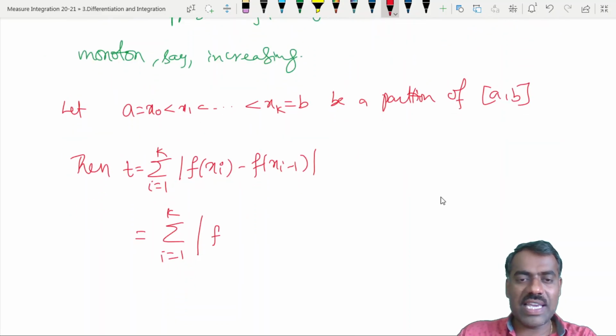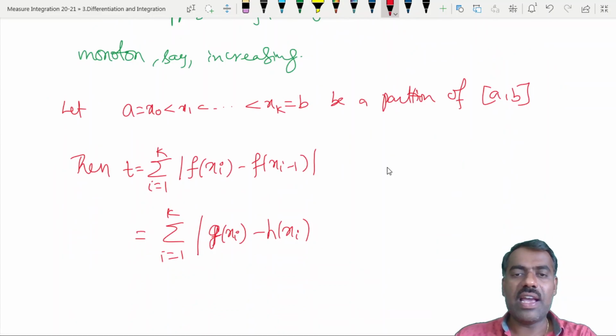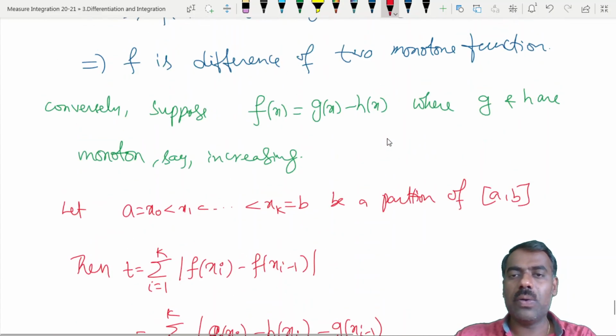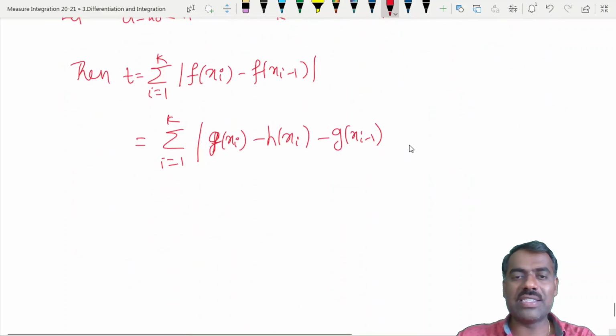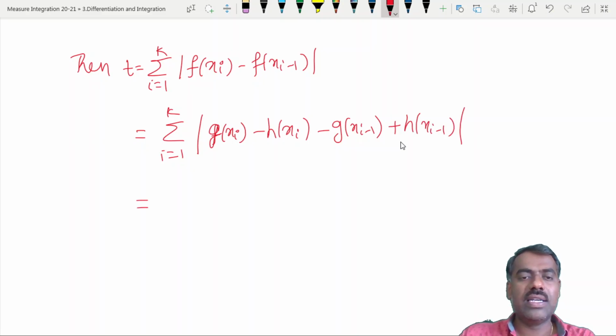So our f of xi is g of xi minus h of xi, right? Yes or no? Similarly, f of xi minus 1 is g of xi minus 1 minus h of xi minus 1, but minus of minus, what you will get is plus h of xi minus 1. Is that clear? This is same as summation i equal to 1 to k.